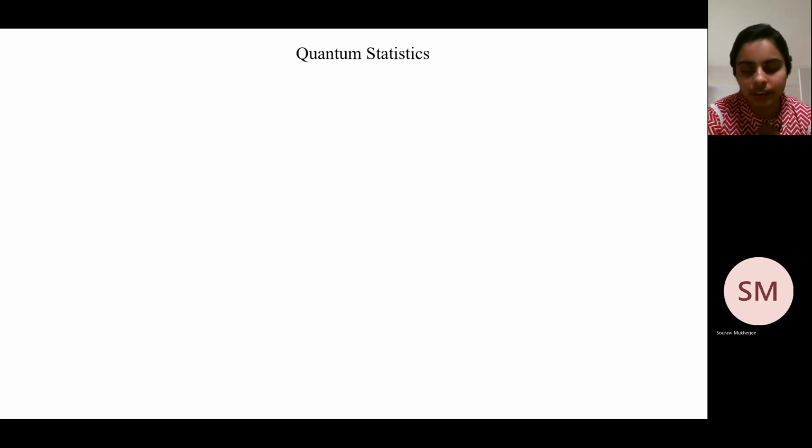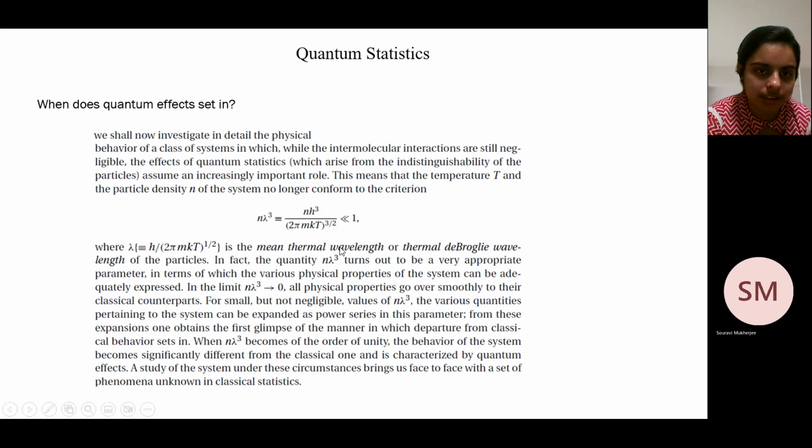Before doing that, what's interesting to note is that we can have some system, but what will tell us whether the quantum effects are relevant for our system or not? Under what limit will a system show classical behavior, and under what conditions are the quantum effects very prominent so that one needs to consider them? There should be something which defines this limit, and that is defined by this term n lambda cube.